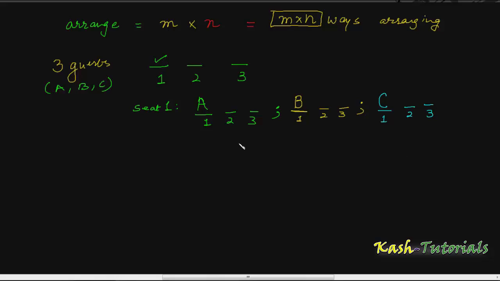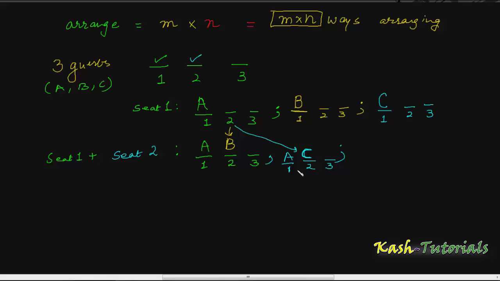Now once seat 1 is filled, I am going to look into filling seat number 2. Let's see what the various options are. With guest A already in seat 1, in the second place I can make either the B guest or the C guest sit.